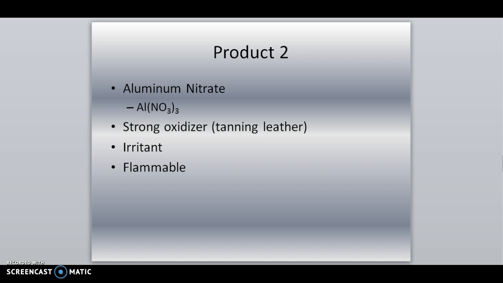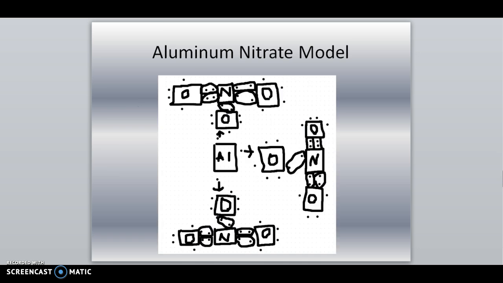The second product is aluminum nitrate. This is a strong oxidizer. They actually use it to tan leather. I don't know that I'd want to touch such a thing. Which is also an irritant and very flammable. Here's the very complex model for aluminum nitrate, which might help you out in understanding as well.